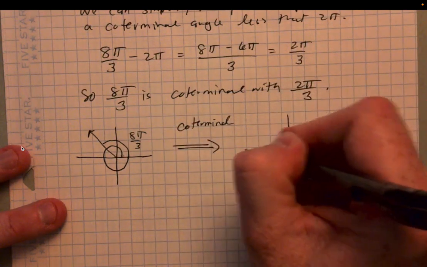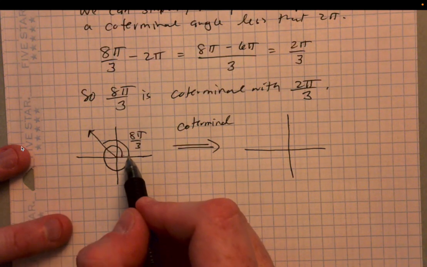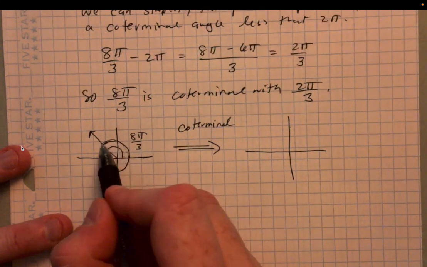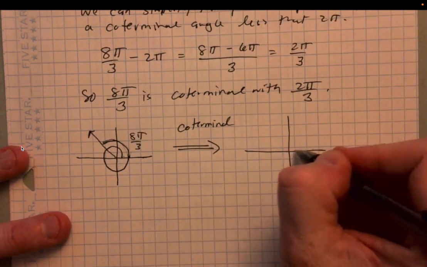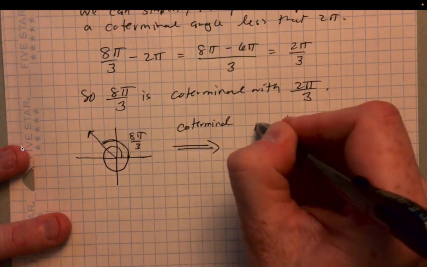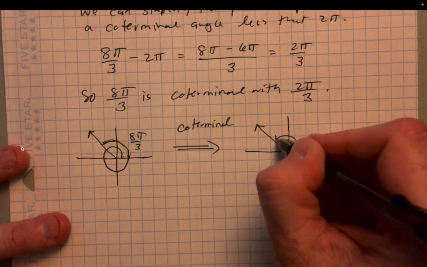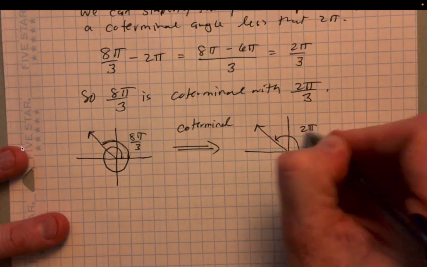Right, and just looking at the picture, you can see the only part that matters is this part. It's the part that extends from the x-axis up to this terminal side. And so what we really care about is this part, and that happens to be the 2 pi over 3.